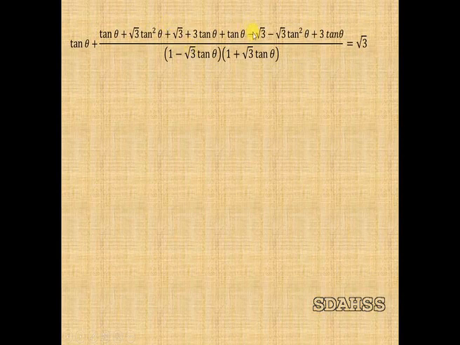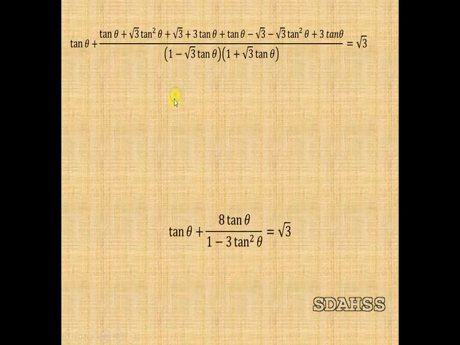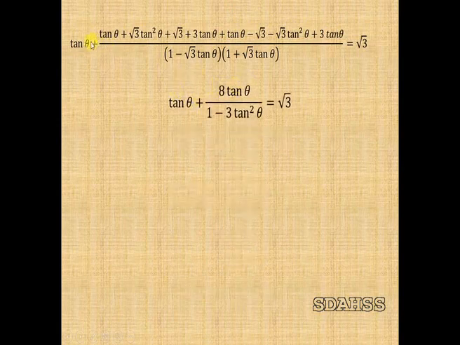Here plus root 3 and minus root 3 cancel, plus root 3 tan square theta and minus root 3 tan square theta cancel. So remaining you have tan theta, 3 tan theta, 3 tan theta, tan theta, totally you have 8 tan theta. Keep the first term as it is, tan theta, plus if you add all the tan theta you will get 8 tan theta divided by 1 minus 3 tan square theta is equal to root 3.